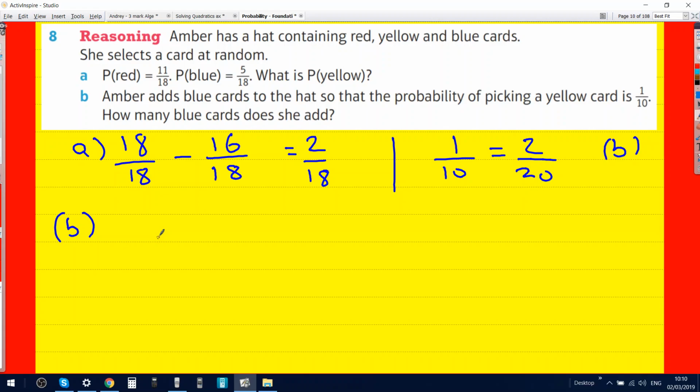Hold on. What was the probability for yellow? 2 over 18. Okay. And so what probability does it need to be? 1 over 10. Would you just add? Would you add 2? Yeah, 2 blue cards. Sorry, I was looking at it and thought the question was for yellow. I was thinking you had 2 yellow cards. It's then changed to 4 over 20. Yeah. Okay, any questions there? No.